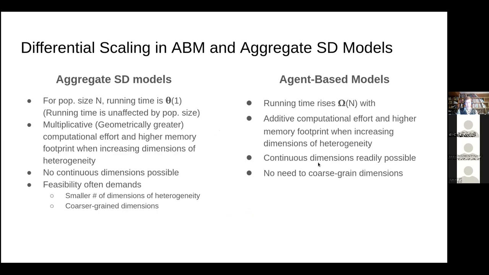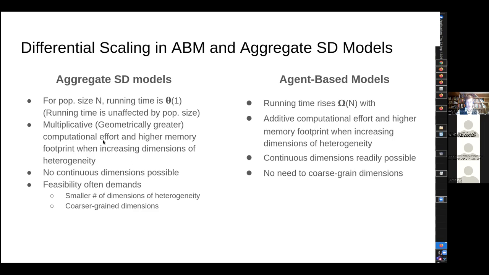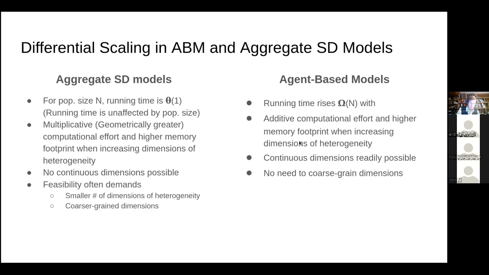So in agent-based models, we can readily capture continuous information. There's no need to coarse grain dimensions of heterogeneity. In contrast to aggregate system dynamics models, or stock and flow models, I should really say, where often we end up making compromises on what heterogeneity we can maintain, have a smaller number of dimensions of it, and coarse grain it into predefined categories of age or of income level or what have you. Here, adding a new dimension of heterogeneity will multiply the size of the model. In agent-based models, it just adds a little bit more information. You have to keep track of another 4 bytes of information for each agent.